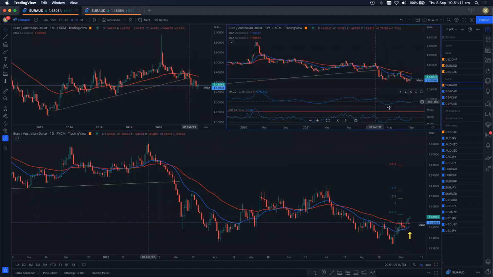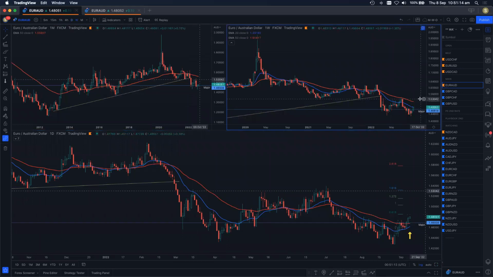on the weekly, we've got a really strong MACD indicating that the price is going to keep going up on the weekly. The trend changed from a downtrend to an uptrend. We've got room up here to the weekly 50.